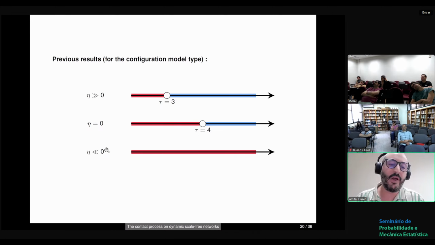And with eta very, very negative, you expect everything to freeze and to see something like the static network. Now, since we are looking only at the case eta positive, what we will try to do is to see if these two are seen by our model.